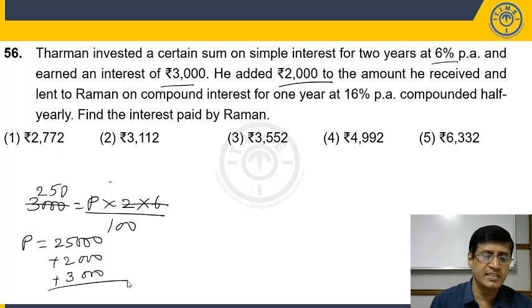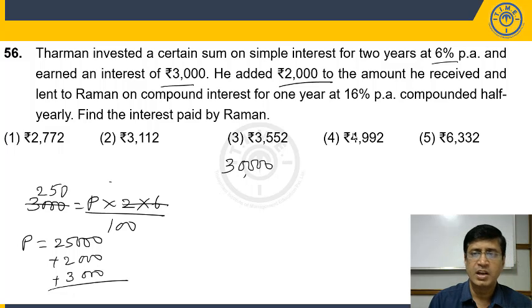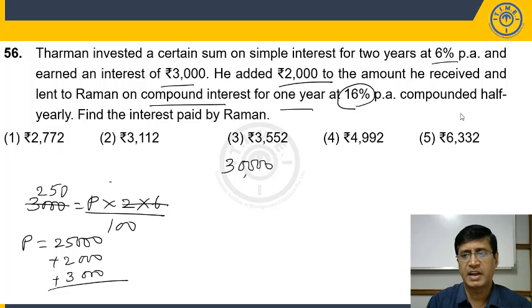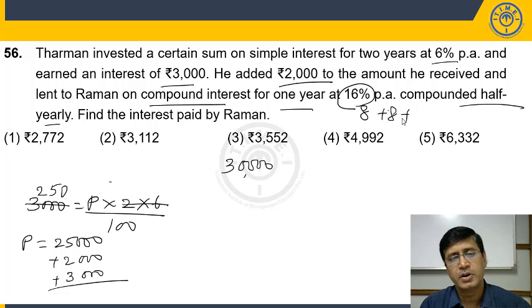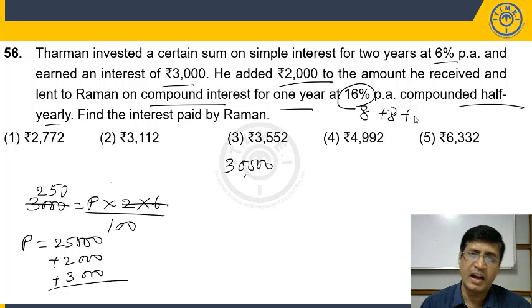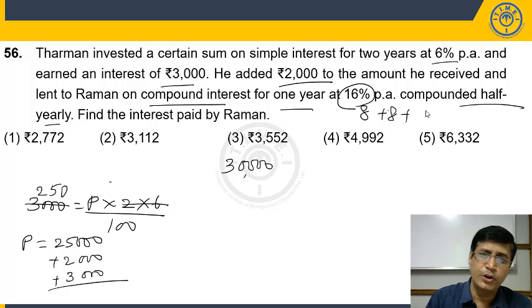Then what is the result? Total 30,000. This total 30,000 he invested under compound interest for 1 year at 16% per annum, compounded half yearly. So compounded half yearly means here 16% per annum is half yearly 8%. So what is the effective rate of interest by using 8% per annum compounded for 1 year, compounding done half yearly? Now it is 8 plus 8 plus 8 into 8 by 100, that is 0.64.